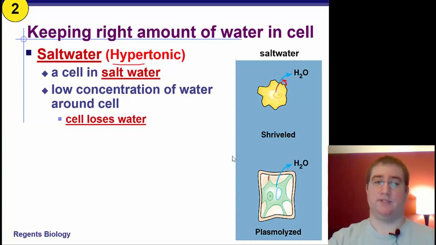So the cell loses water in a hypertonic solution. Hypo, it gains and goes boom. Hyper, it shrivels up. That's why you should not drink salt water if you're ever stuck at sea, because you're just going to cause your body to dehydrate faster.